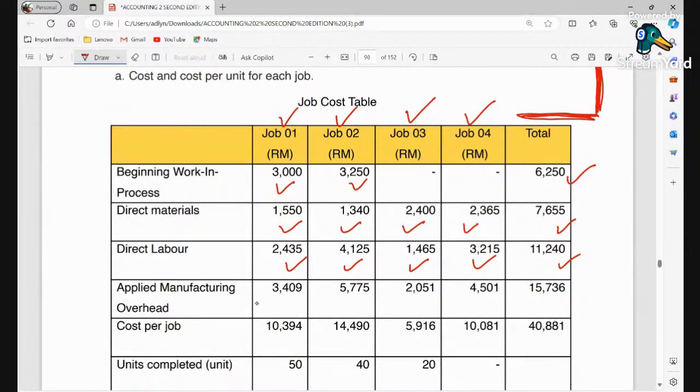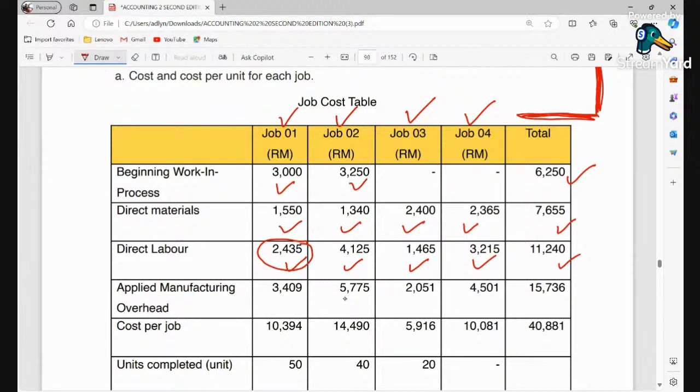So macam mana kira ni? Yang ini ialah sebenarnya 140% times direct labor cost, which is this one. So 140% times 2,435, kita akan dapat RM3,409. Boleh nak tunjuk, tak tunjuk pun tak ada masalah sebenarnya.